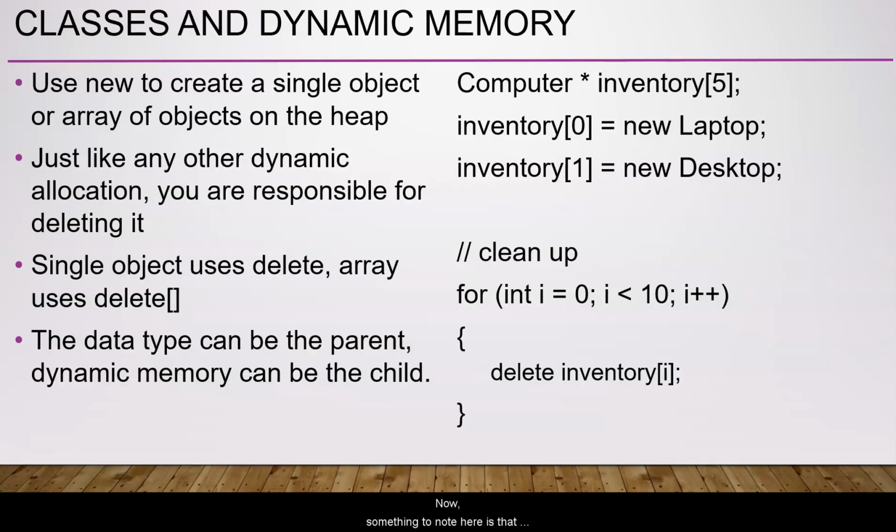Now, something to note here is that if you use dynamic memory and you use new to allocate new memory, you still have to delete it. And if you have an array, you're going to need to use the square brackets. We have an array here, but we did the new on single objects, because it's just new laptop. It's not a new array of laptops. It's just one single laptop. And so we would only have to delete each individual item. So I gave you a cleanup little sample here.